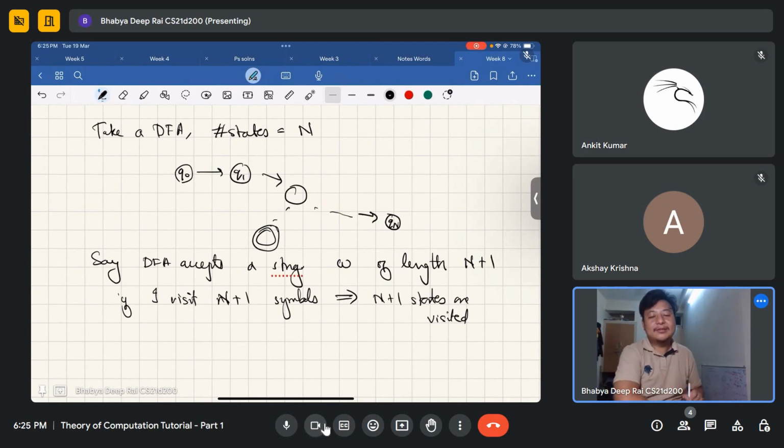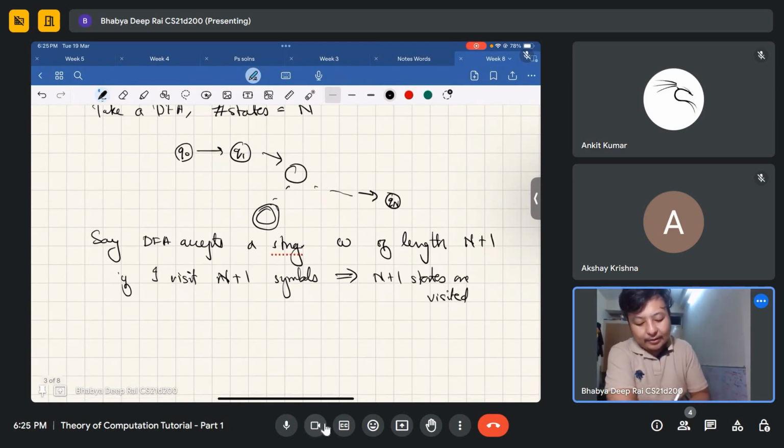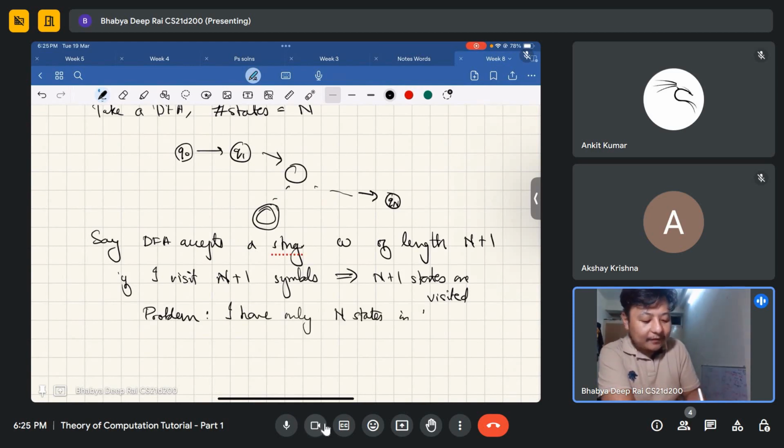But what is the problem with this? If I don't have cycles or loops, the problem is the following. I have only n states in the DFA. Getting it? I have only n states in the DFA, but I'm visiting n plus 1 states. What can it only mean? It means some state is visited twice or more than once.